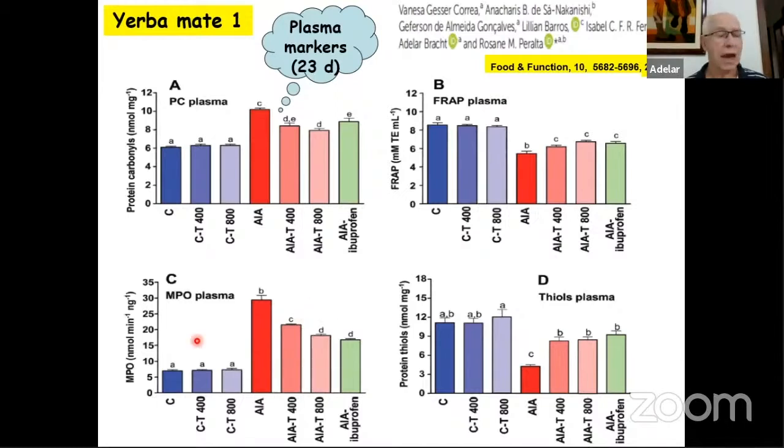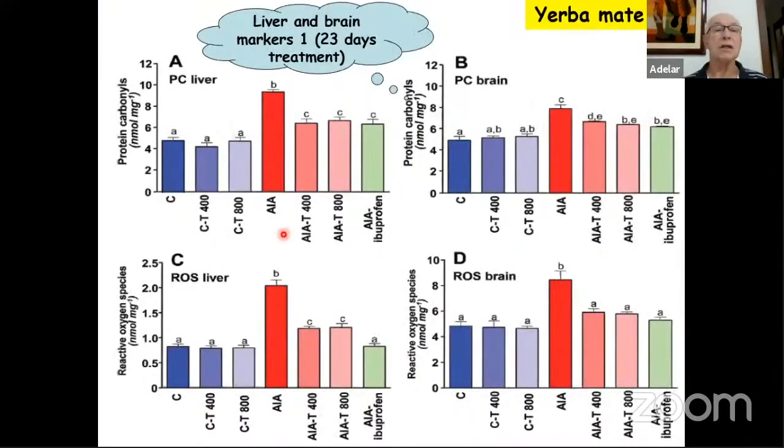This is an inflammatory indicator. This is an oxidative stress indicator, and also an oxidative stress indicator. The effects are different. The extents are different. This cannot be predicted from in vitro experiments. Similar results were obtained when the liver was investigated, as you can see here.